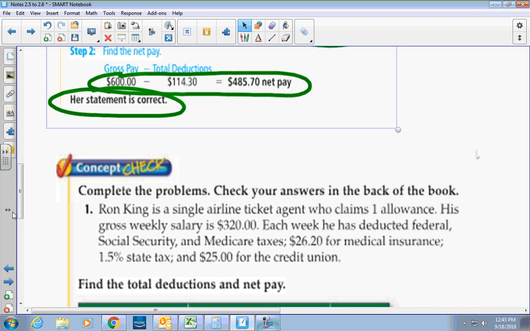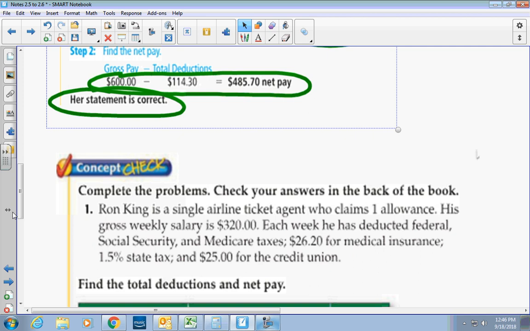Okay, we're going to look at the case of Ron King. He's a single airline ticket agent, claims 1 allowance. His gross weekly salary is $320, so that's what we look up on the chart. Single, 320 on the left-hand side, 1 allowance. Each week he has deducted federal, social, Medicare, medical insurance, state tax, and how many people does he claim? 1? Just himself.